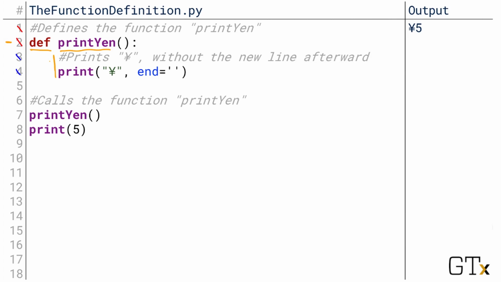And at that time, execution will jump to line 2 and run the code inside the function. But until the function is called, this code is not run. So we can think of this function definition as loading the knowledge of the function called printYen into the computer's working memory. So if it encounters it later, it knows what to do with that function name.